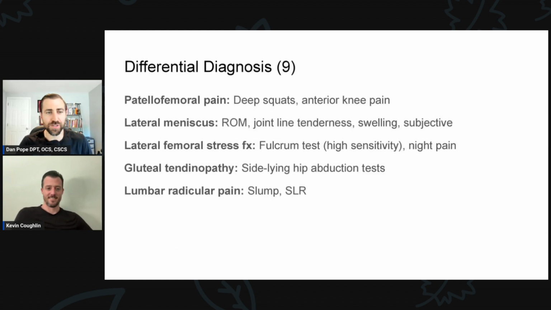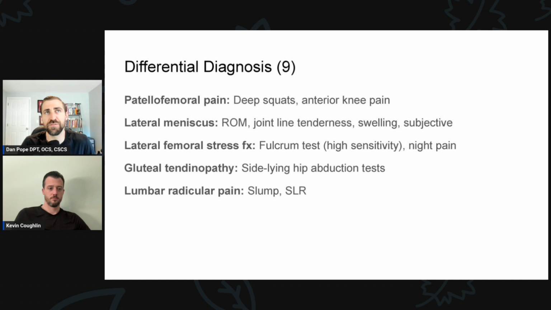Differential diagnosis. How do you make sure you're not missing other types of pathologies that need to be treated a bit differently? So patellofemoral pain is a big one. You can look into things like deep squats. They usually have anterior knee pain, and they're more likely female than male. Lateral meniscus is a big one. I've actually missed this in the past myself. You can assess this via range of motion, end range extension and flexion. Is there any joint line tenderness, any swelling?